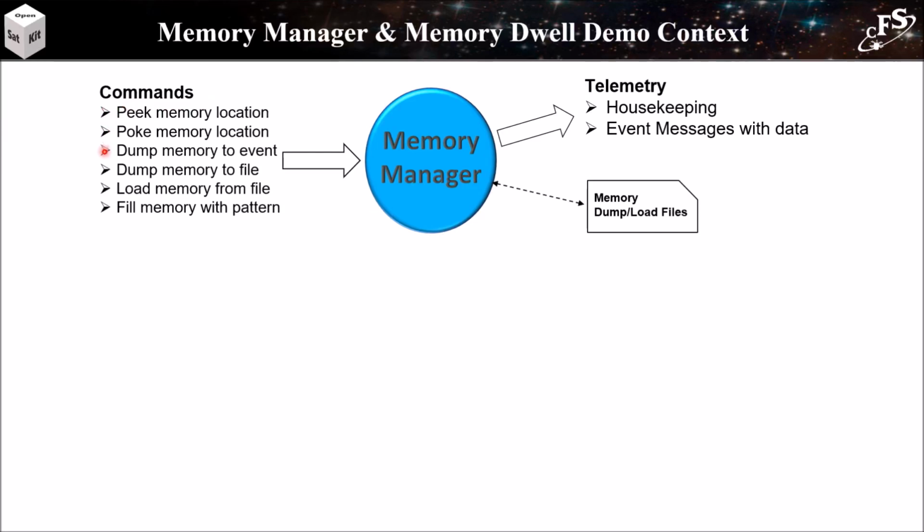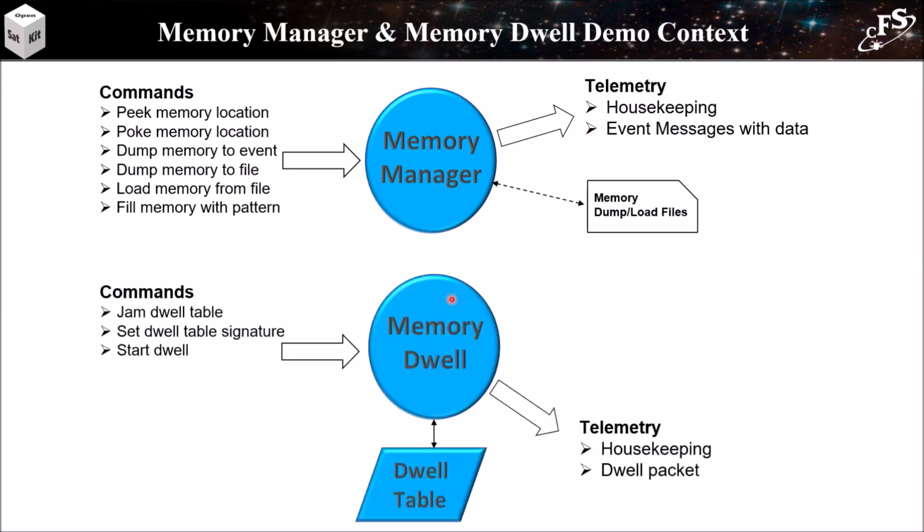We're going to dump memory to an event, which is a series of memory locations, dump memory to a file, load memory from a file, and fill memory with a pattern that's specified in the command. On the output side, we have the telemetry housekeeping packet for Memory Manager, and then we have the event messages that contain the data. For input and output, we have the memory load and dump files.